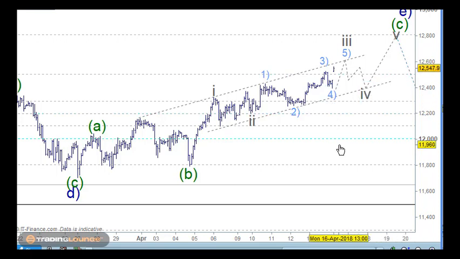But if that's the case, then it would still leave this as the top of wave 3 here, then an A and a B and a C for wave 4, and then up for wave 5. And the important thing to understand here is that this is 12,500.